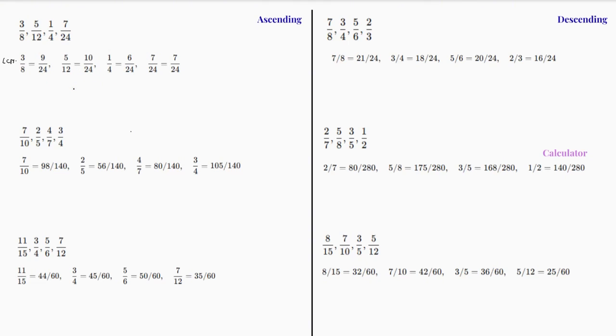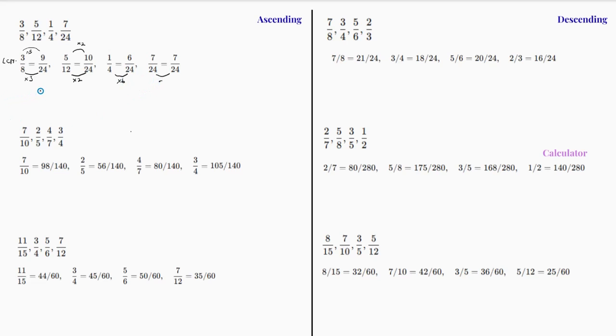So how did I get this 9, you ask? Well, I had to times this 8 by 3. And what you do to the bottom of the fraction, you do to the top. So if I've timesed that by 3, I times this by 3, which gave me 9. Same again, that's times 2 to get to 24, times 2 to get to 10, 4 times 6, and that stayed the same.